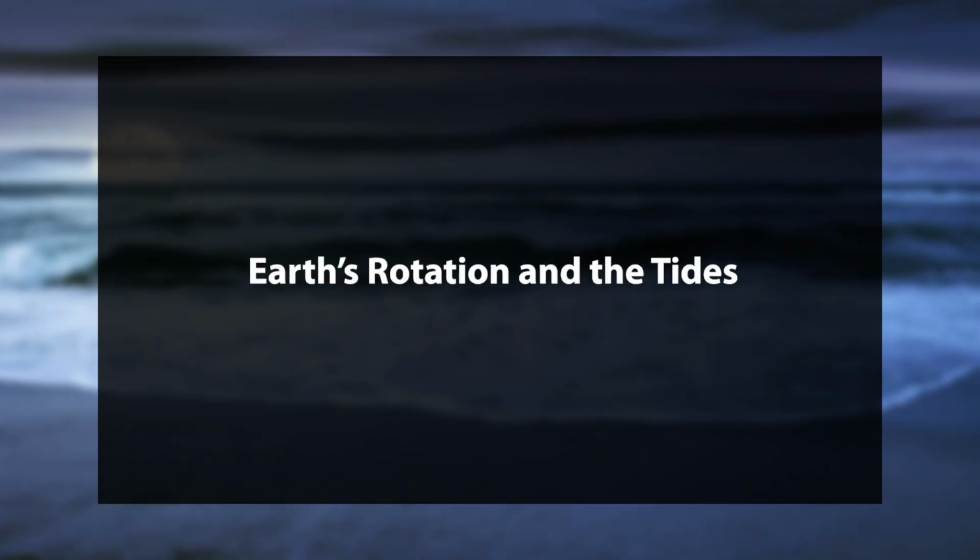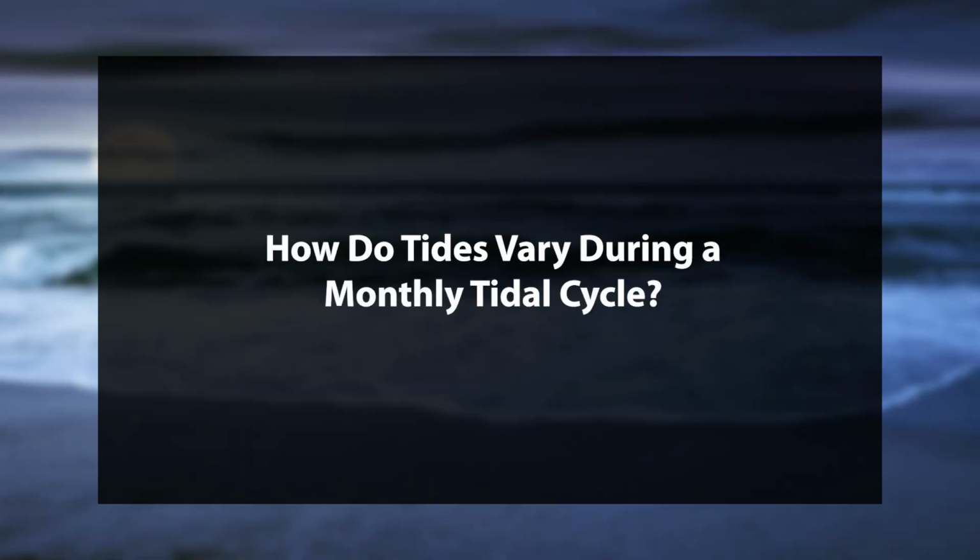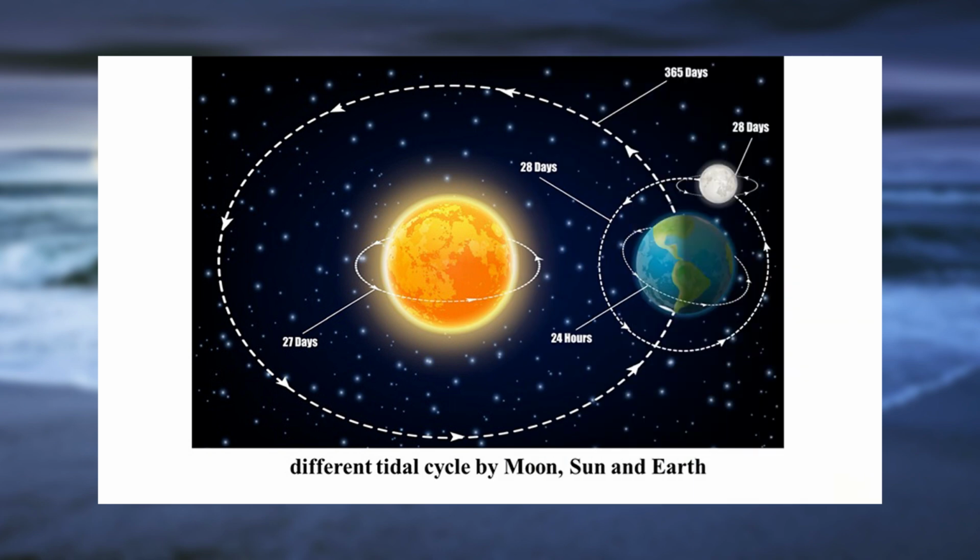Now, we will discuss the earth's rotation and tides. The tides appear to move water in towards the shore, the flood tide, and to move water away from the shore, the ebb tide. How do tides vary during a monthly tidal cycle? The monthly tidal cycle is 29.5 days because that is how long it takes the moon to complete an orbit around earth. During its orbit around the earth, the moon's changing position influences tidal conditions on earth.